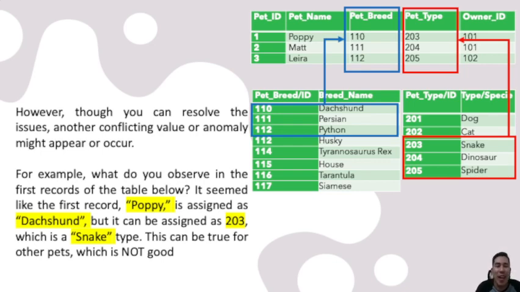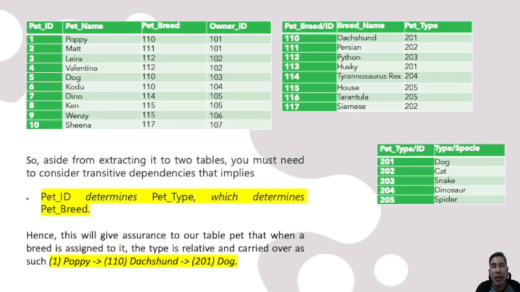And of course, for spider, we have here a house spider and tarantula. Okay, so to actually resolve this conflict, or these data integrity problems, we are going to decompose the table into different tables, the same as we have noticed here. We have here a breed table and then a type table.